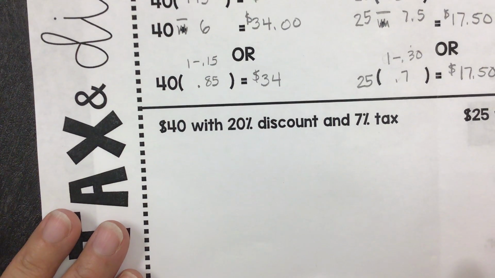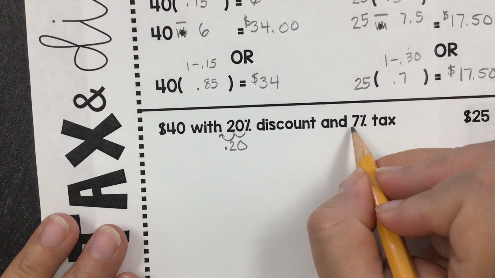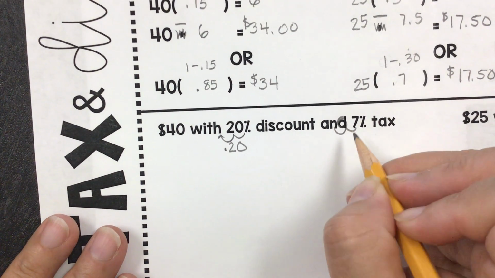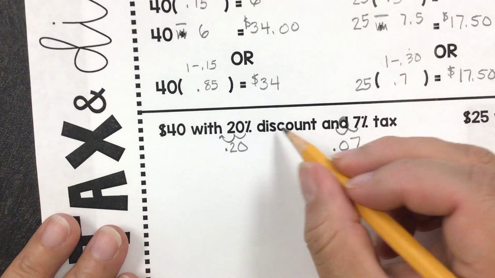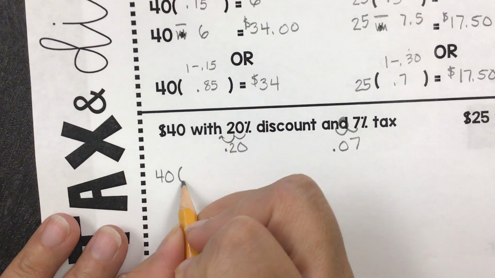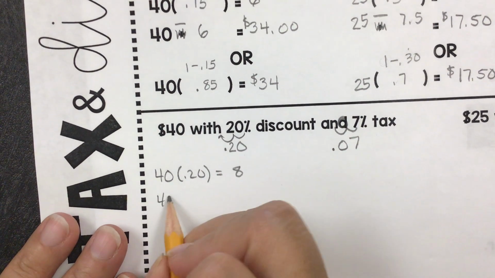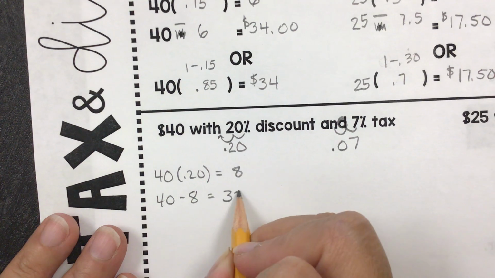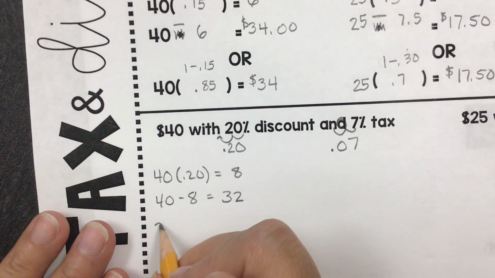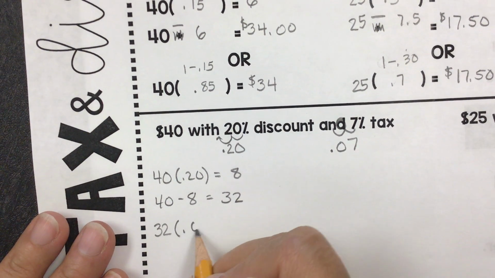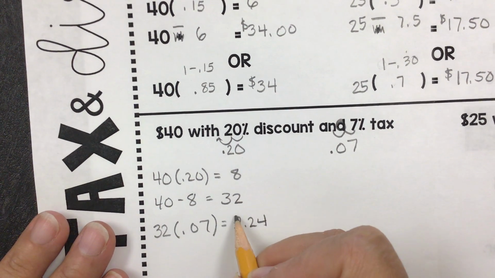When you have a combination of those two, you still have to fix the decimals on both. This would be 0.20, and once we move 2 over to the left, this has a 0 placeholder, making it 0.07. We're going to do the discount first. We're going to do 40 times the 0.2. That gives you $8 discount. 40 minus 8 is $32 that you would have to pay until you get to the cash register and you have the tax. So $32 times the 0.07, because that's our tax, gives you $2.24 of tax.